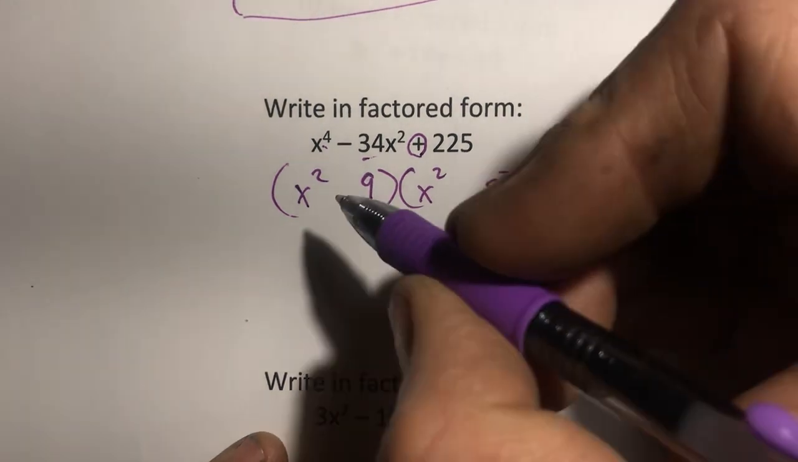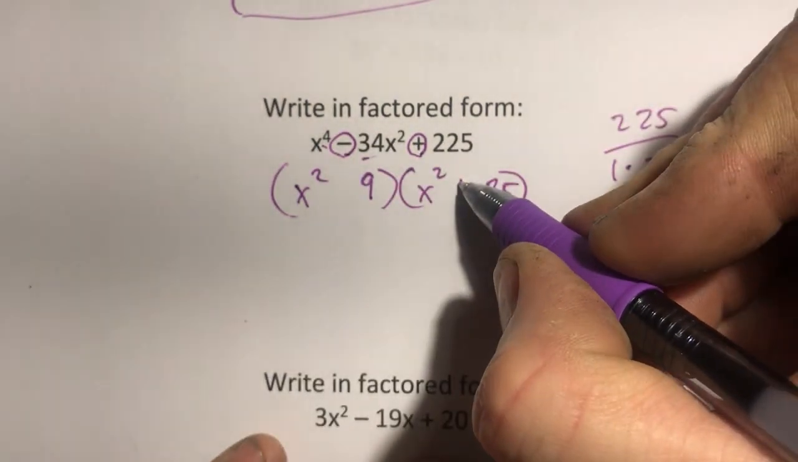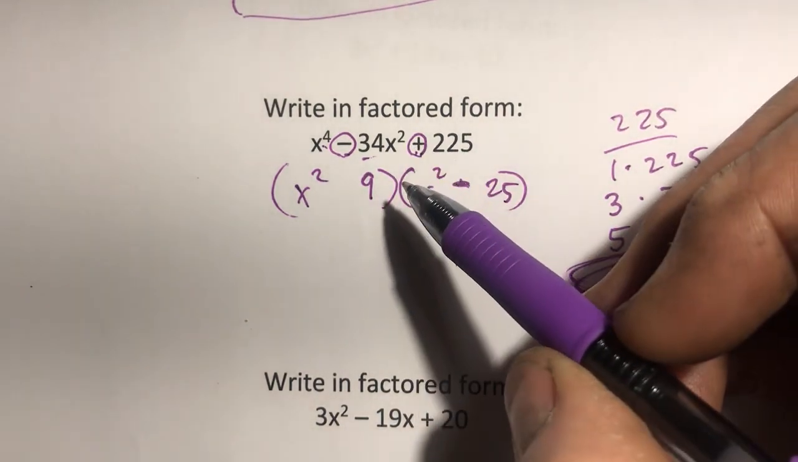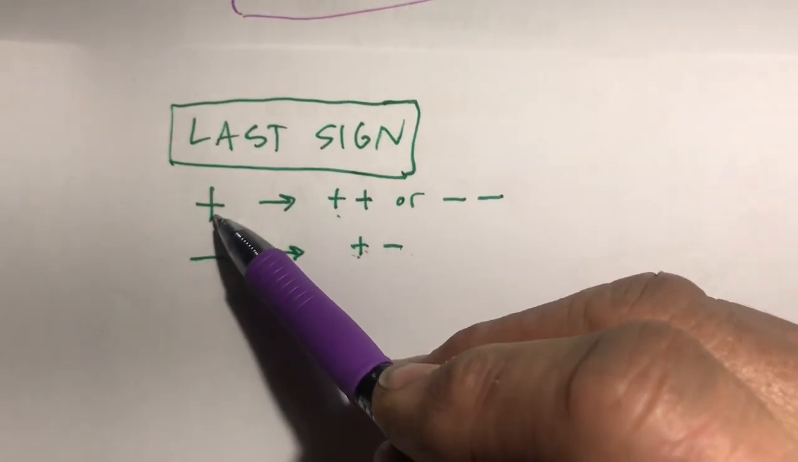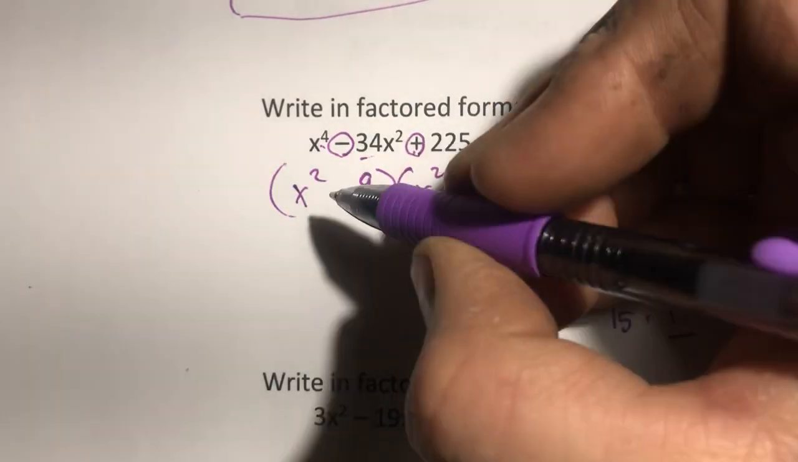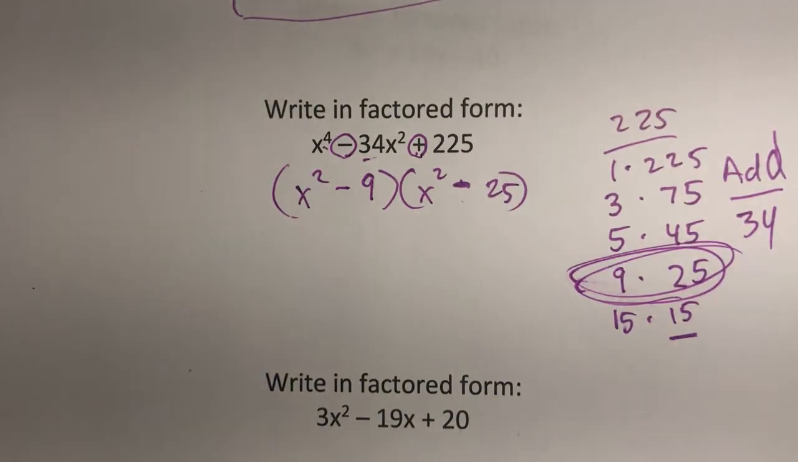Okay. Now this sign right here goes to the big one. So that's going to be a minus over here. And then this last sign being positive. See, we're getting the hang of this now. Since the last sign's positive, they're both positive or they're both negative. So that's a negative, so they must both be negative. And there you go.